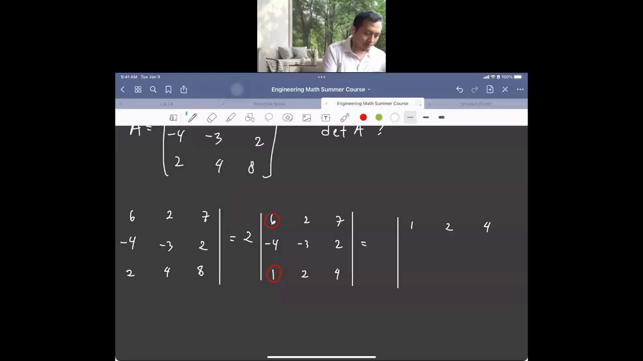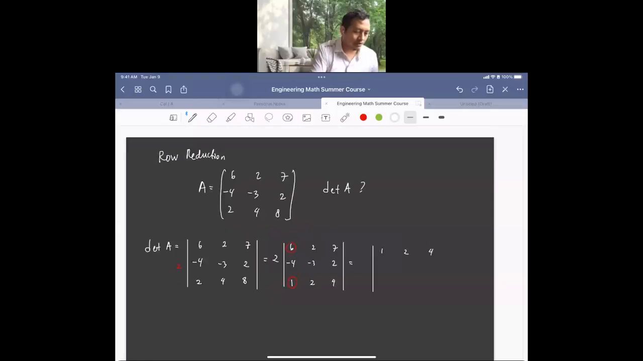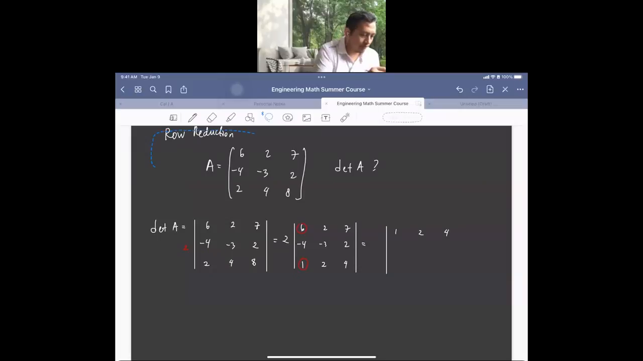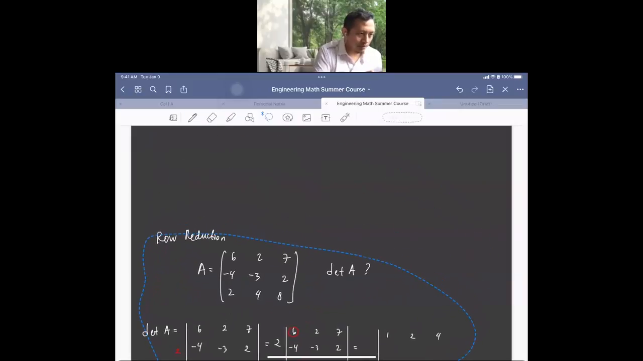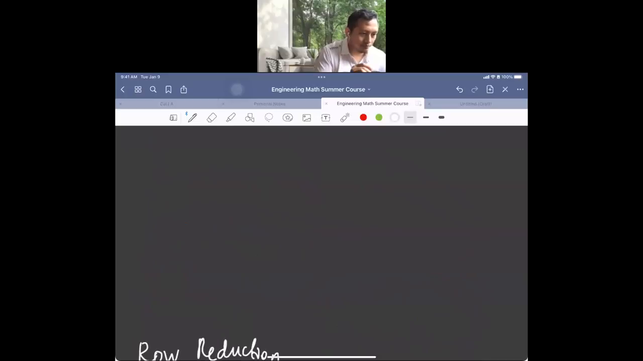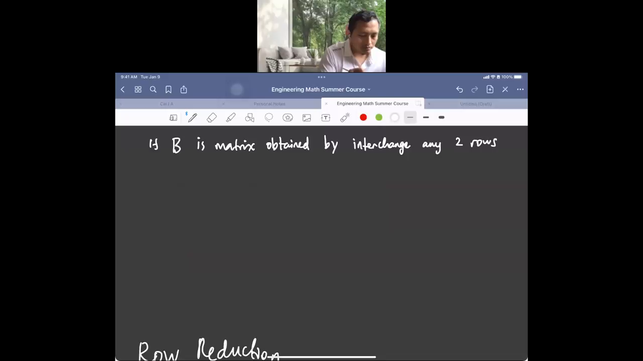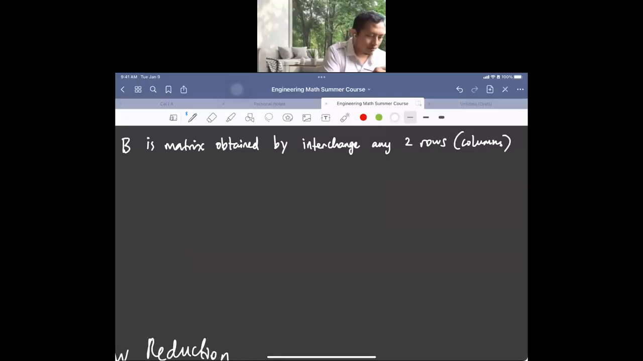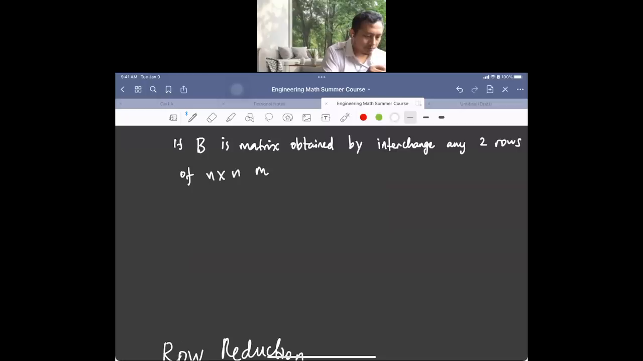Okay, I forgot to mention. Before we get to the row reduction, let me give you some idea that if B is a matrix obtained by interchanging any two rows or columns of an n by n matrix A, then the determinant of B is the negative of the determinant of A.